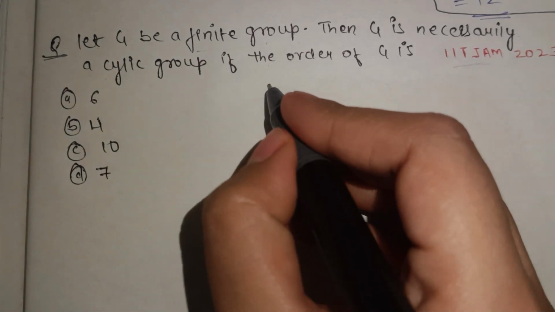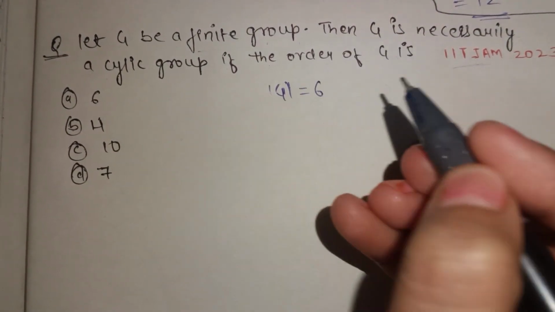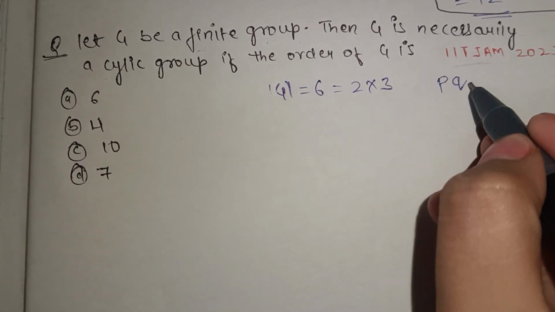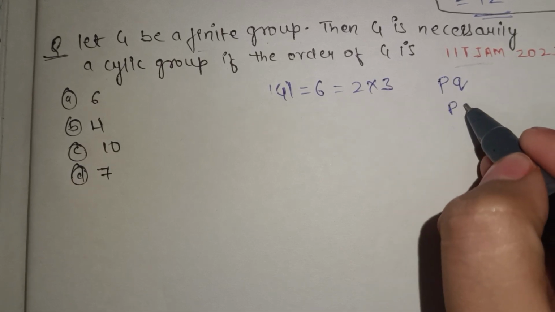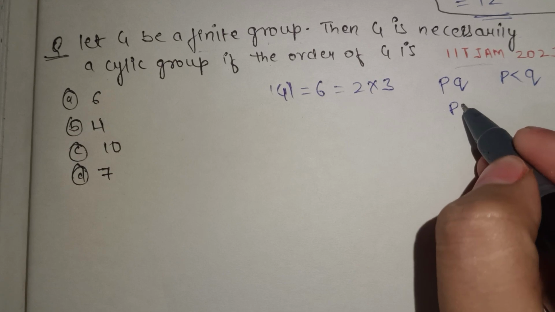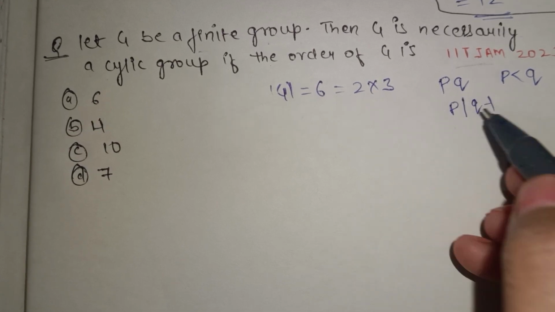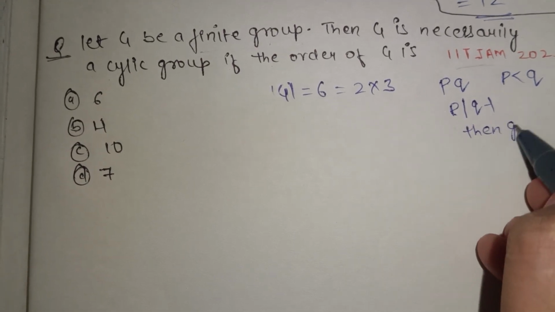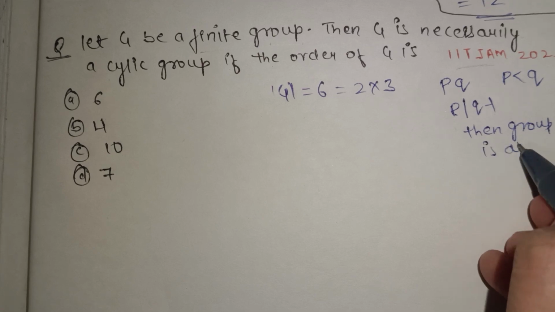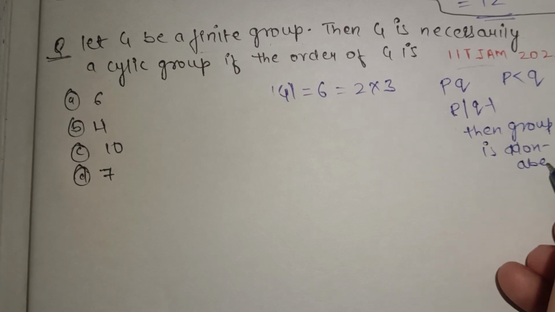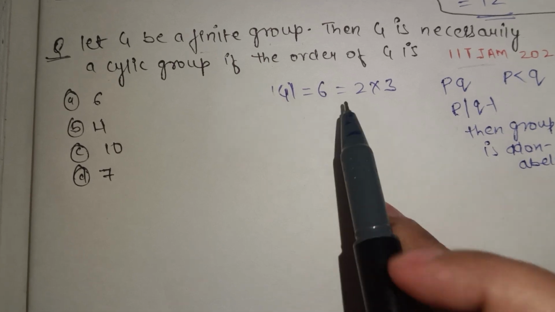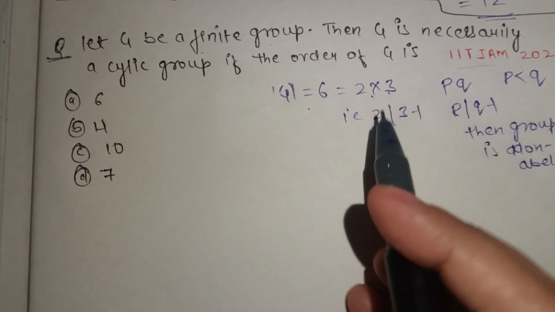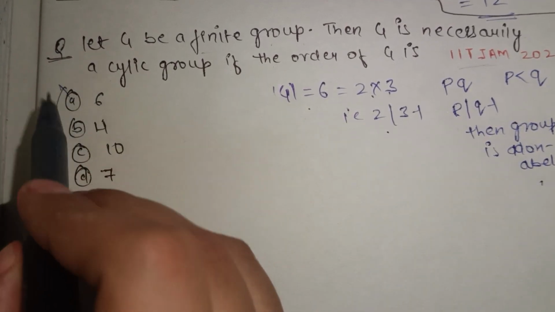First option is 6. If the order of G is 6, then it is of type P into Q. We know that if a group is of type P into Q, where P is less than Q and P divides Q minus 1, then the group is non-abelian. So here the order is 2 into 3, that is 2 divides 3 minus 1. So the group is non-abelian, so this option is wrong.